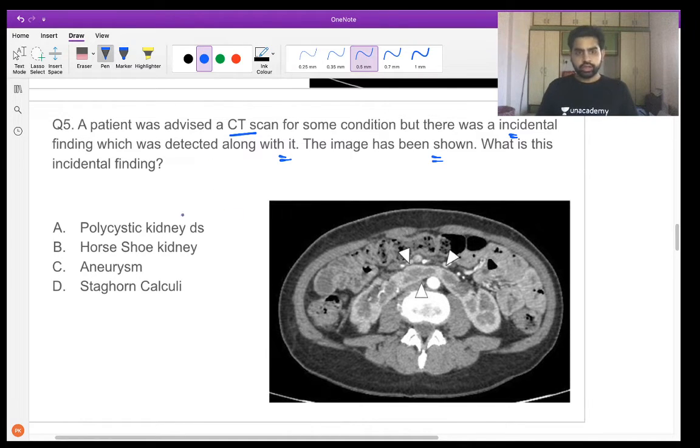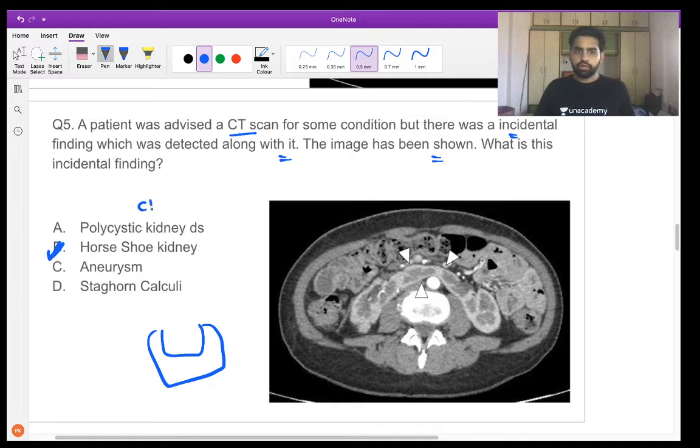Very good. So yes, definitely the answer is a horseshoe kidney. It's a simple question, but don't confuse it with a cystic disease of the kidney. Please understand. And this is the CT scan which I wanted to show you, because you must have seen the X-ray of a patient with a horseshoe kidney. But if you take a CT scan, it will look like this. This is basically the isthmus which is joining, and definitely this is a horseshoe kidney, no doubt.